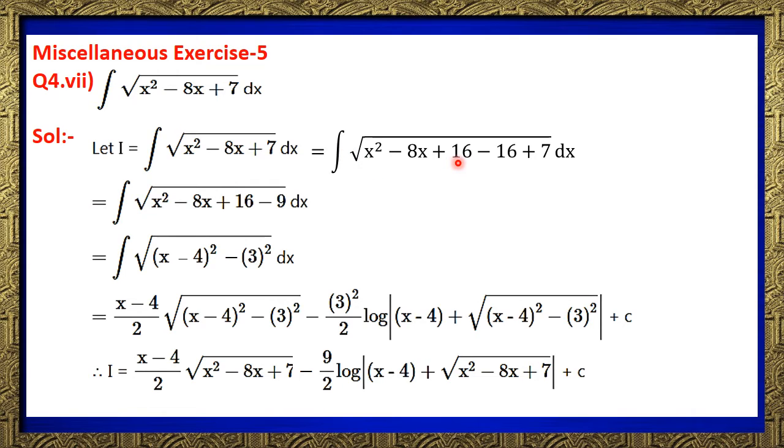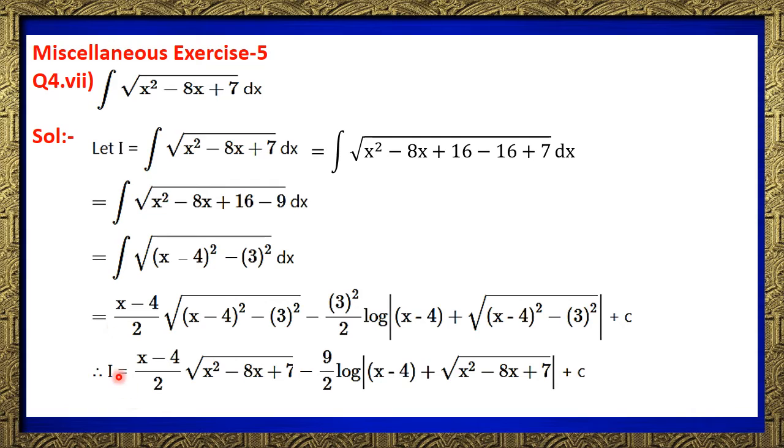So the first three terms will become x minus 4 the whole square, and the remaining terms, minus 16 plus 7, is minus 9, and that is minus 3 square. So it is of the form root of x square minus a square. The formula is x upon 2 root of x square minus a square, minus a square upon 2 log modulus of x plus root of x square minus a square. So x minus 4 the whole square minus 3 square, minus 3 square upon 2 log modulus of x minus 4 plus root of x minus 4 the whole square minus 3 square, plus c.